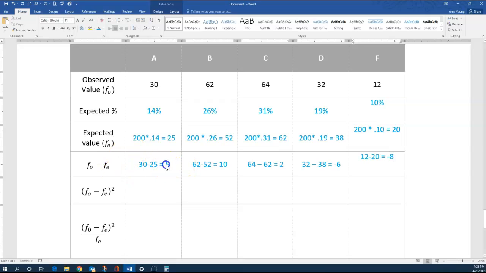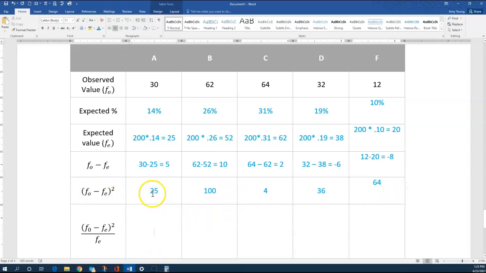And we're going to take each of these values, the 5, 10, 2, negative 6, and negative 8, and square them. So 5 squared is 25, 10 squared is 100, 2 squared is 4, negative 6 squared, remember that's negative 6 times negative 6, is a positive 36, and negative 8 squared, that's negative 8 times negative 8, is a positive 64. Remember, on this column where we're squaring, this should all be positive numbers at this point. Should not have any negatives on this line right here.